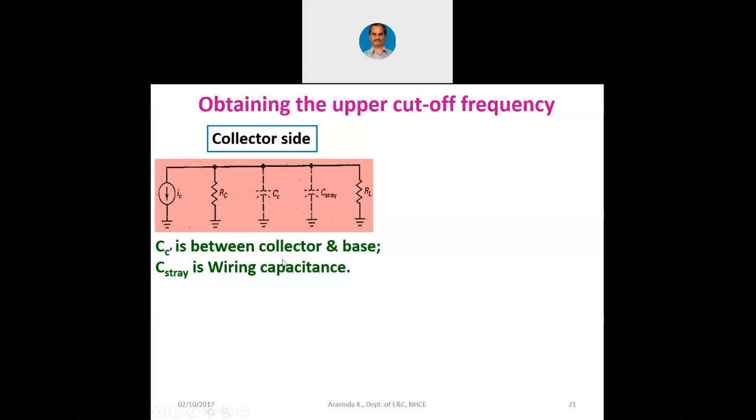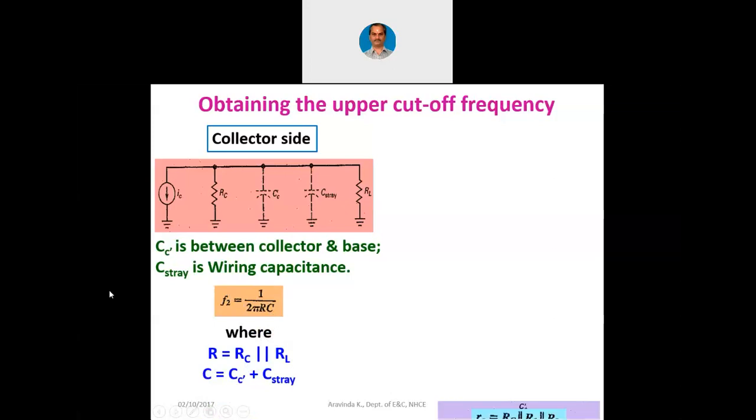So here CC dash is between collector and base, and C stray is the wiring capacitance. The wiring capacitance is also called a stray capacitance. What is the meaning of stray? Stray means something that can be ignored in the general sense, or something that is of lesser value. So C stray corresponds to the wiring capacitance. We had that CWI and CWO there. So this is at the collector side. So F2 is 1 over 2 pi RC, where R is RC parallel with RL and C is CC dash plus C stray that we have seen earlier.